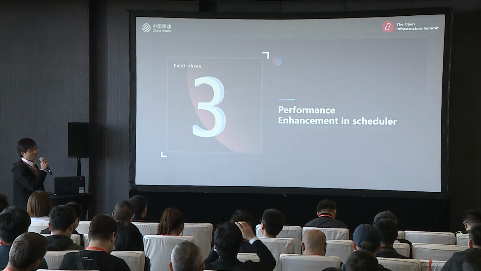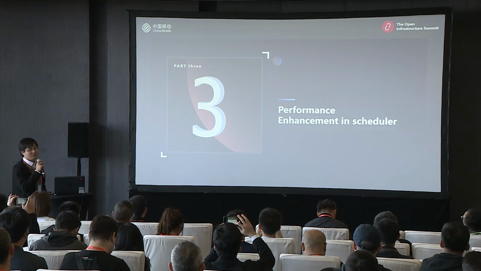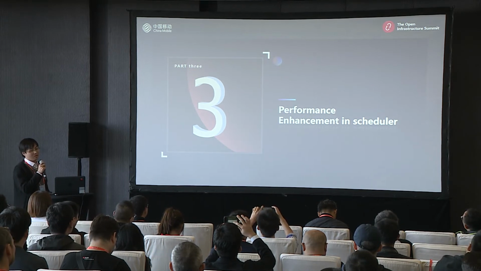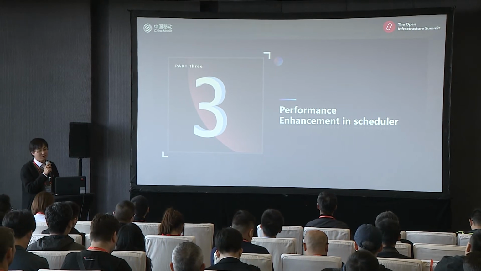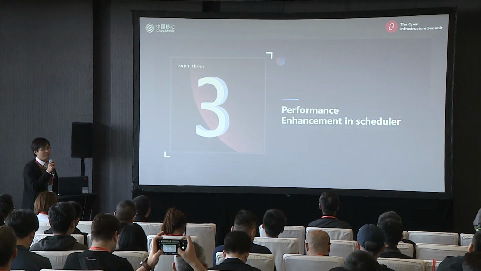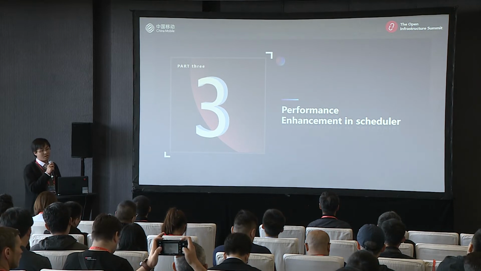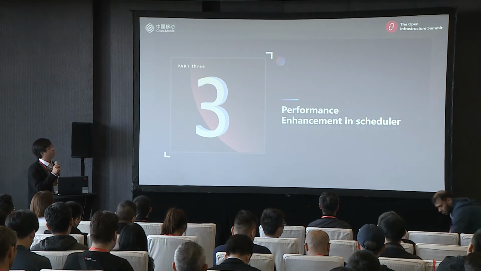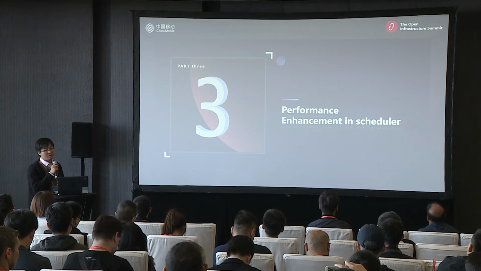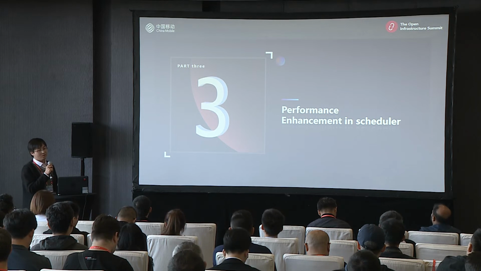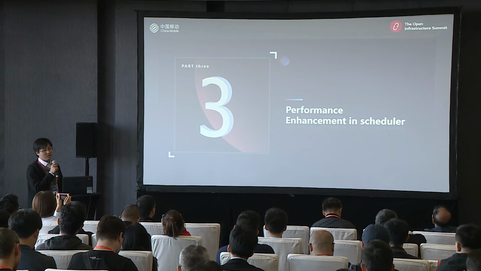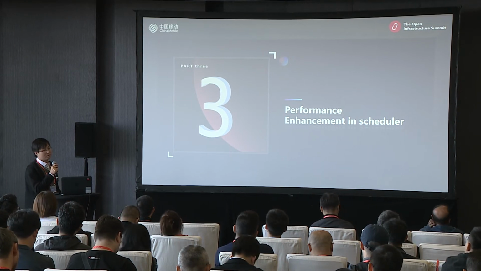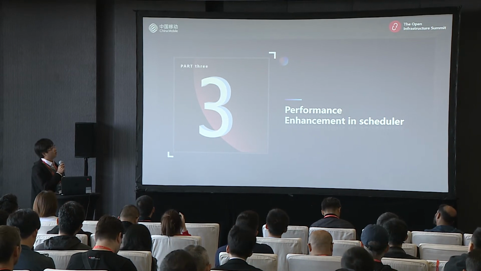Okay, let me introduce part 3. Part 3 is the performance enhancement in Nova Scheduler. In the operation of a large-scale public cloud, we found the scheduling performance of Nova Scheduler very unsatisfactory, especially in the case of high-concurrency bare metal. The final phenomenon is resource scheduling conflicts.